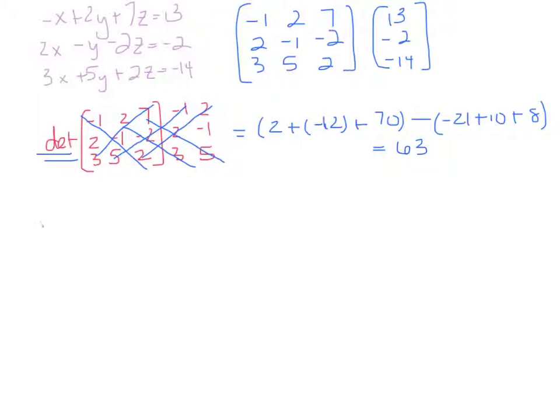Then we're going to find, we'll call it the determinant of x. And so we're going to replace the x column with your constant column. So the first column is 13, -2, -14. And then you keep the rest of it the same: 2, -1, 5, 7, -2, 2. And we're going to repeat the first 2 rows.